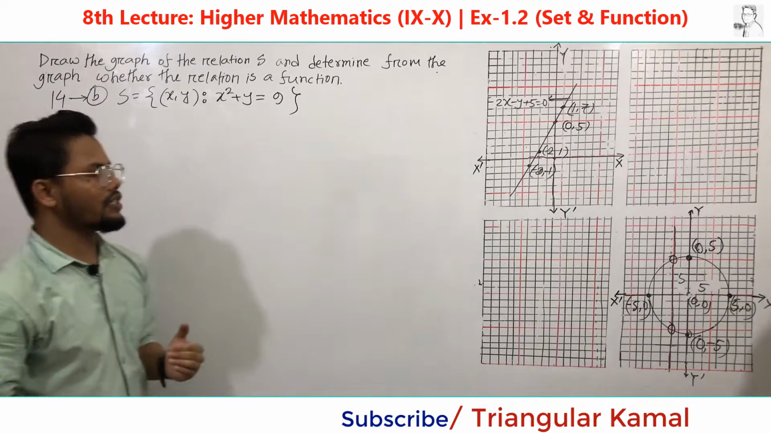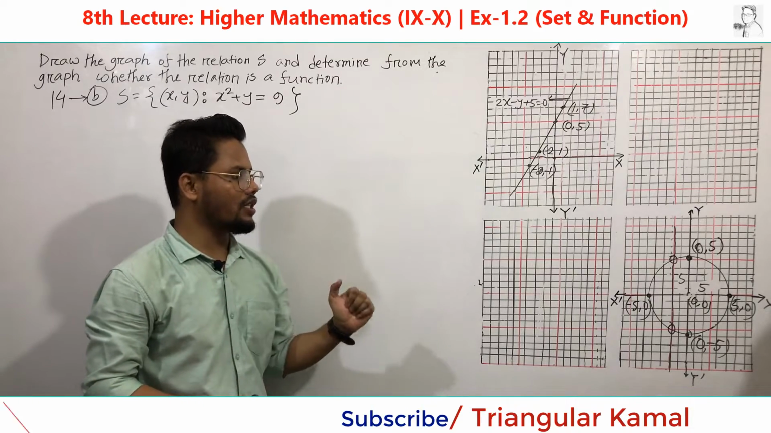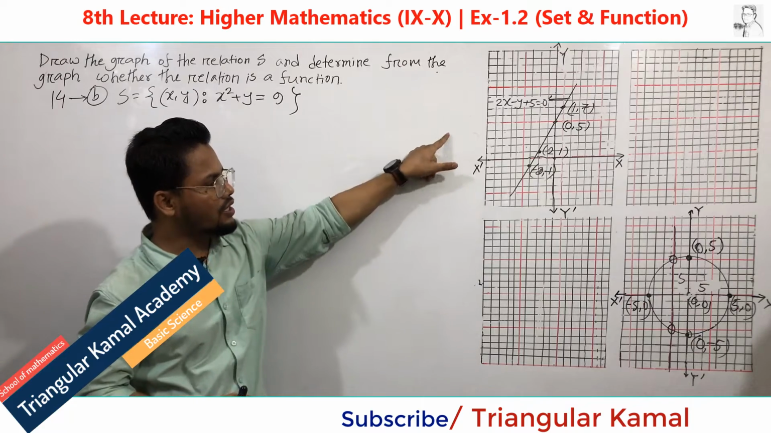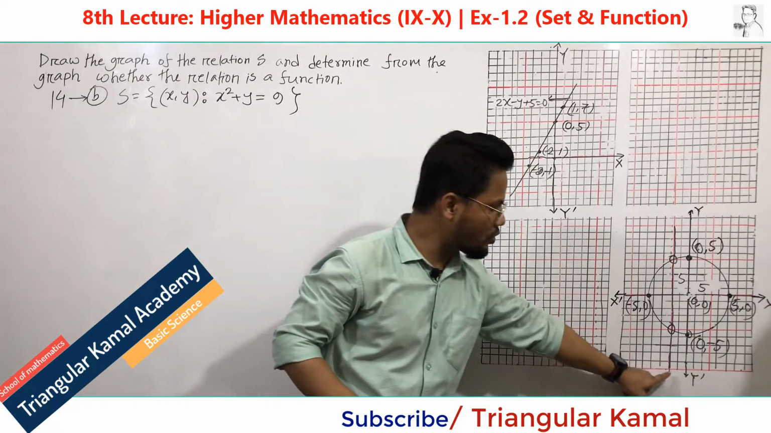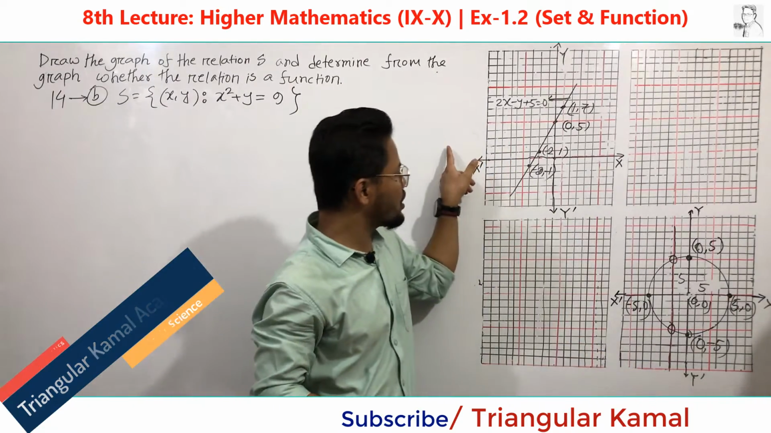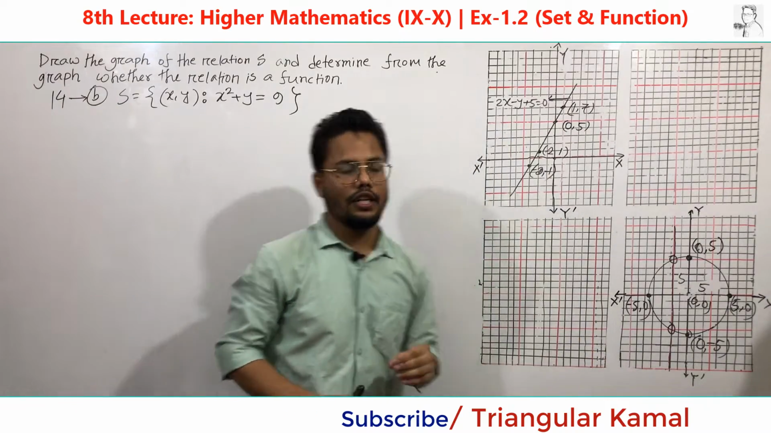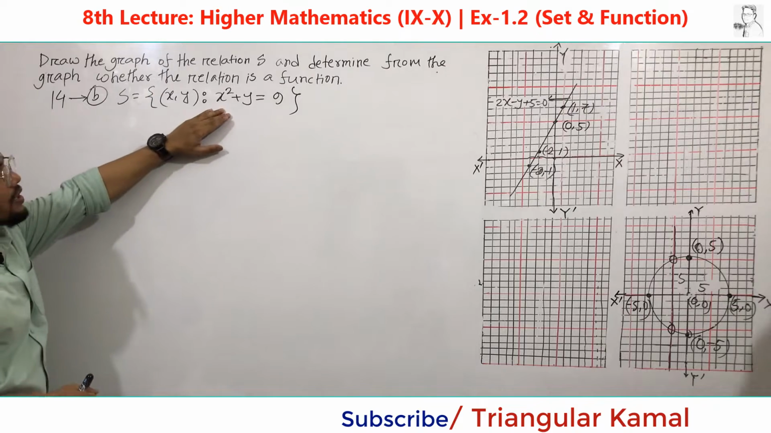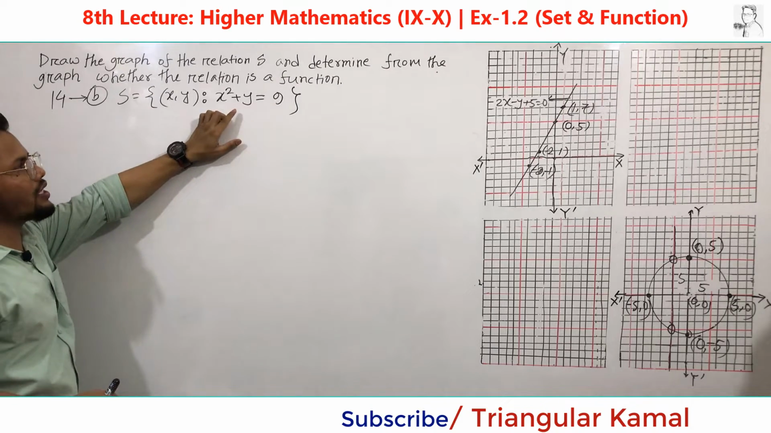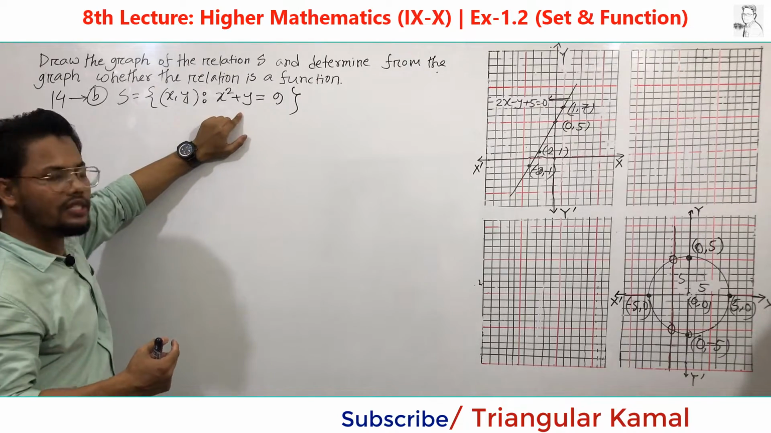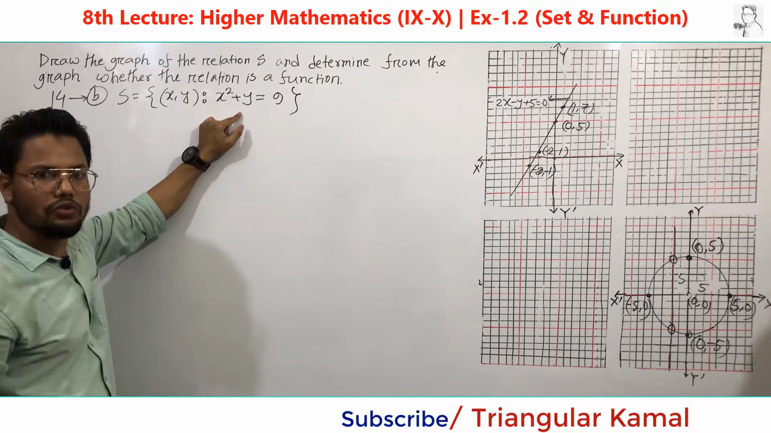In the last two classes we have done question number 13 and question number 14A. The first question was a straight line, and the second question was the equation of a circle. But today we are going to another different question, which is the equation of an ellipse, or you can say this is a quadratic equation.